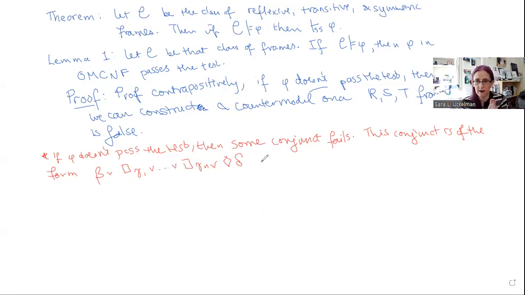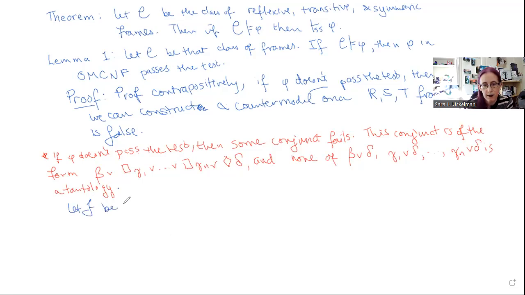And so this is what we know from the fact that this conjunct doesn't pass the test. We know that it has this form, and none of beta or delta, gamma 1 or delta, all the way up to gamma n or delta is a tautology. So here again, we are just reading off what it means for this conjunct to fail to pass the test. So none of these is a tautology, and all of them are purely propositional because remember, we've stripped off all of the modal operators.